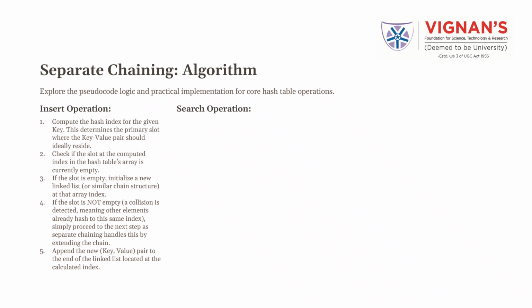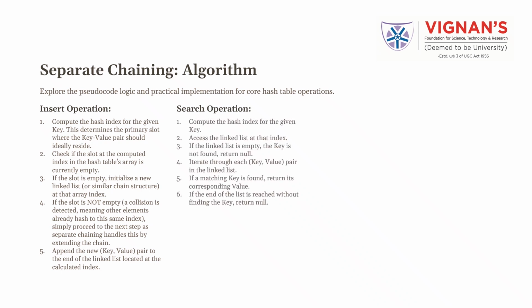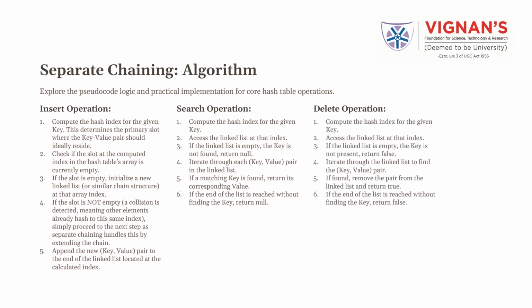For searching, the hash index is computed again and the algorithm traverses the linked list to find the matching key. For deletion, the key is searched within the chain and removed while maintaining the links between remaining nodes. By restricting all operations to a single chain, the algorithm remains efficient and well-structured.